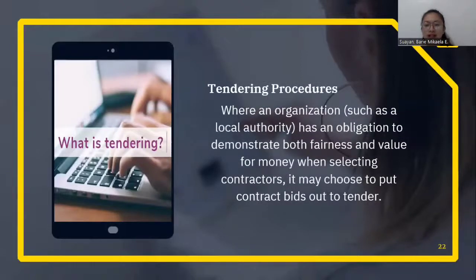Where an organization such as a local authority has an obligation to demonstrate both fairness and value for money when selecting contractors, it may choose to put contracts out to tender. The principal aim is to ensure that the optimum contractor is selected for the job, having regard for economic, quality, stability, and technical issues along the way. Tendering is not appropriate in every case, mainly because it can be costly for employer and contractors alike.